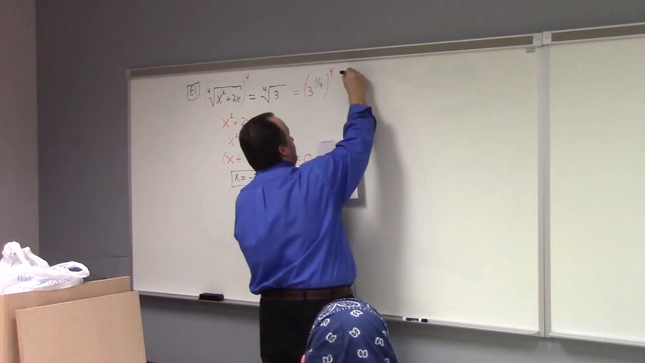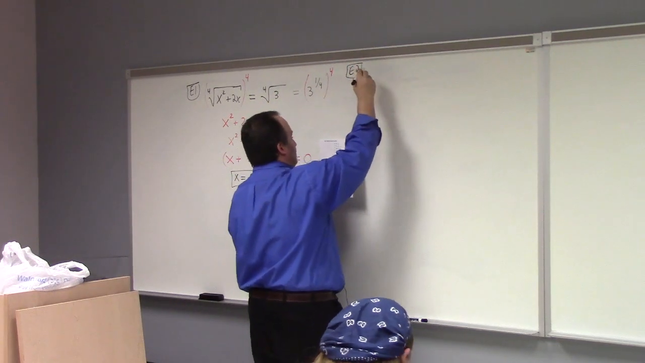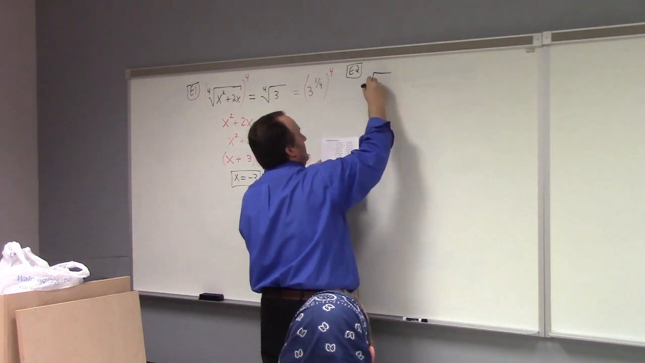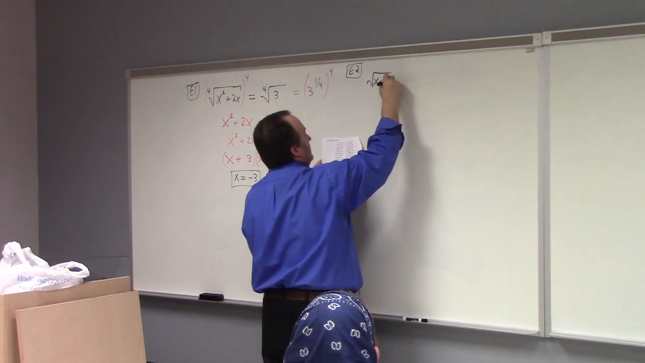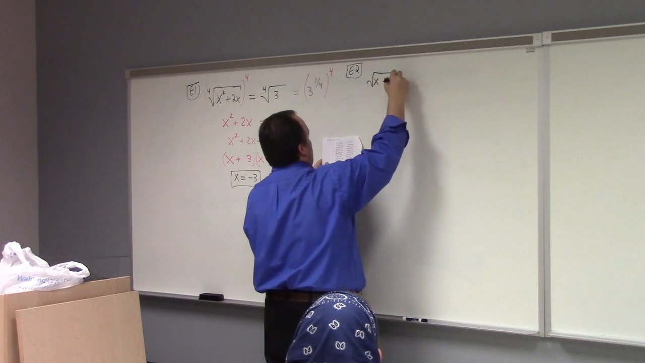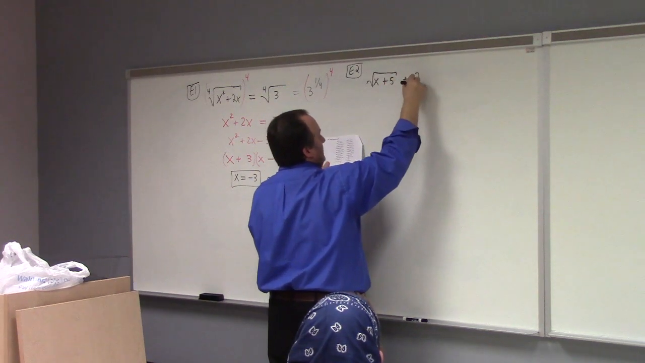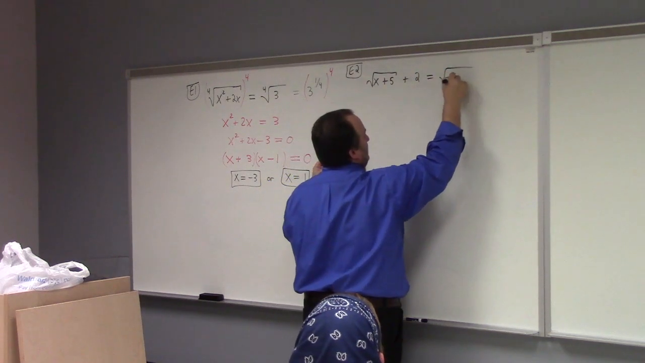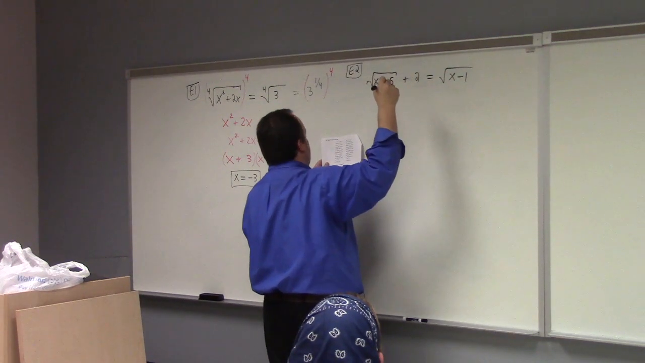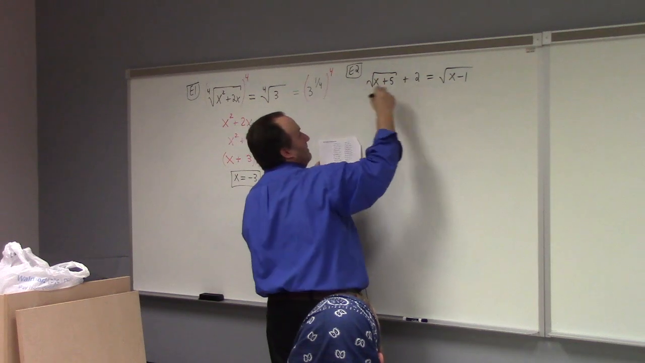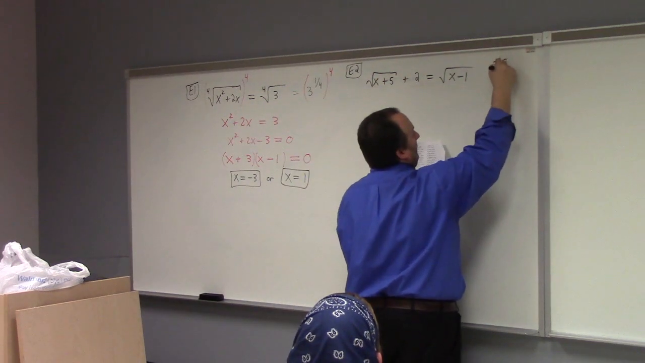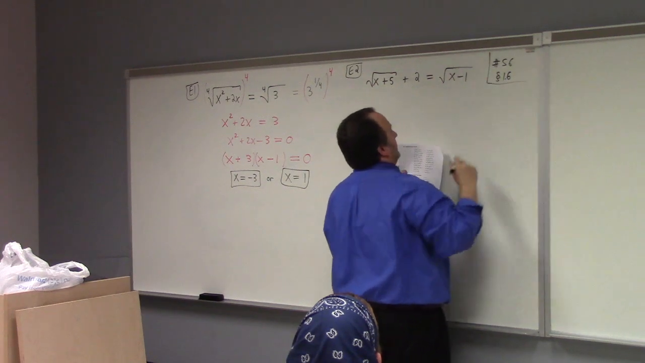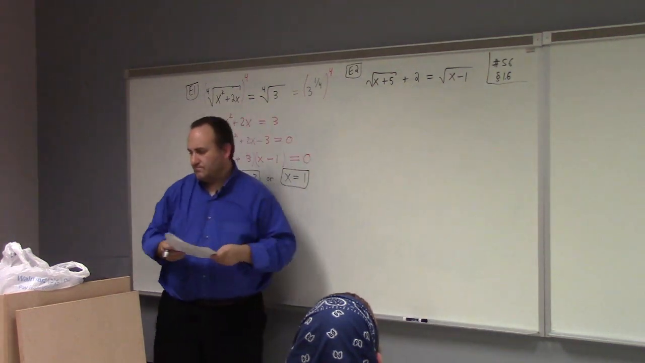Like, example two, something like the square root of x plus 5, all right, close the square root, plus 2 equals the square root of x minus 1. So this here from the book is number 56, actually, if you're keeping score. And so how do you solve a problem like this?